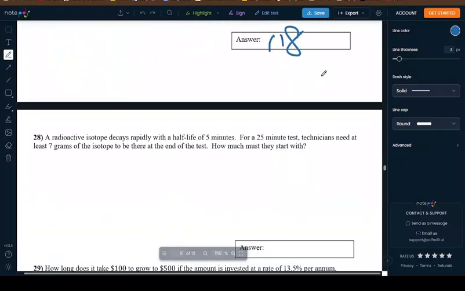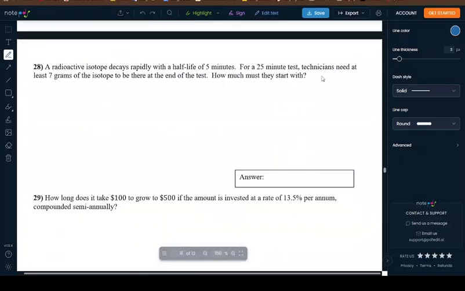But obviously, it depends. A radioactive isotope decays rapidly with a half-life of 5 minutes. That's pretty quick. For a 25-minute test, technicians need at least 7 grams of the isotope there at the end of the test. How much should they start with? So how many doubling periods are there in 25? 25 divided by 5 is 5. We're going to have 5 doubling periods. So we want at least 7 grams, so that is our final amount.